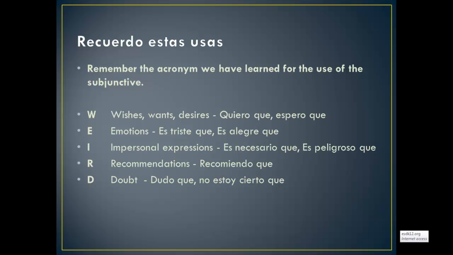And D is doubt, which we're going to use dudo que from the verb dudar, and no estoy cierto que. Doubt can be a little bit tricky. We'll come back to that in a second. And O, which is ojalá, ojalá que. It comes from Allah, so think of it as more than espero que. It's like I really, really hope. I hope to God, please let this really happen. That's kind of the feeling.